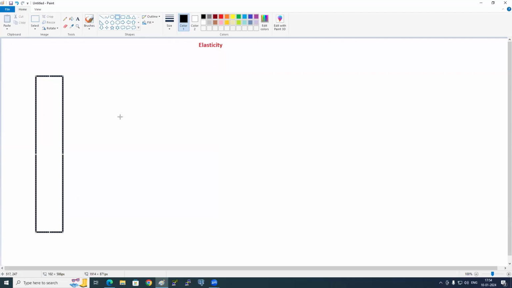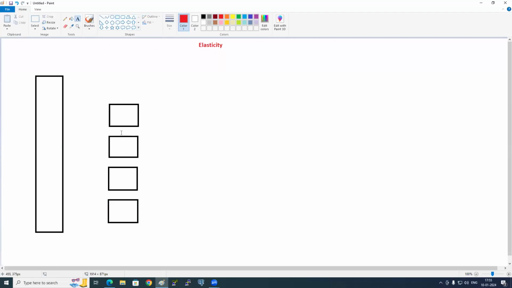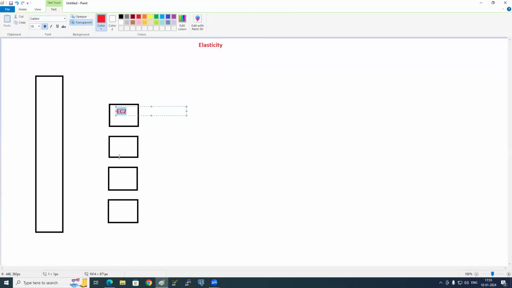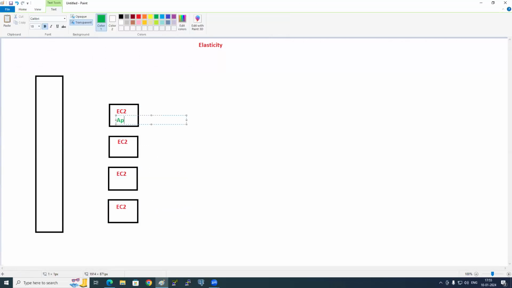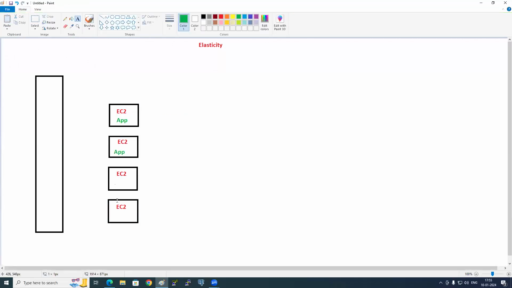Okay. So let's say we have here 1, 2, 3, 4. How many EC2 instances are there here? Can I say these are all the EC2 instances or not? Yeah, these are all EC2 instances: EC2, EC2, EC2, EC2. Inside this EC2 instance, what do we keep? We'll put our application. Everyone will keep the application.